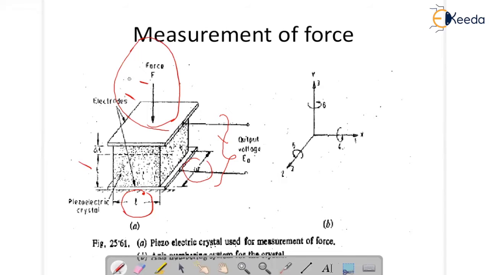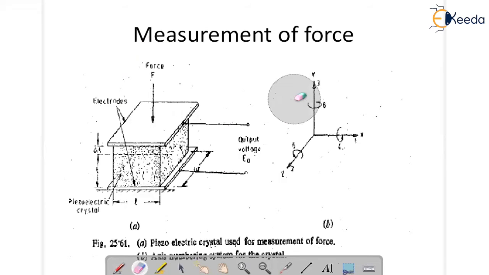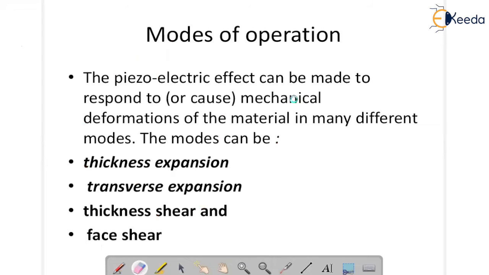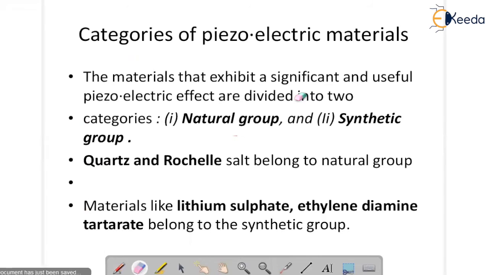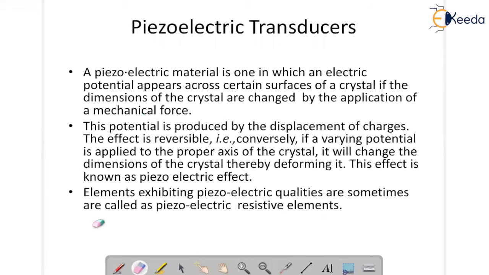Now I'm going for the points that you need to remember before entering into the other things. Now, see here the point which I have written here. Here I have delivered the same point. I am going to take a piezoelectric material in which an electrical potential appears across the surfaces of the crystal if the dimensions of the crystal are changed by the application of a force, that is, a mechanical force, my dear students.